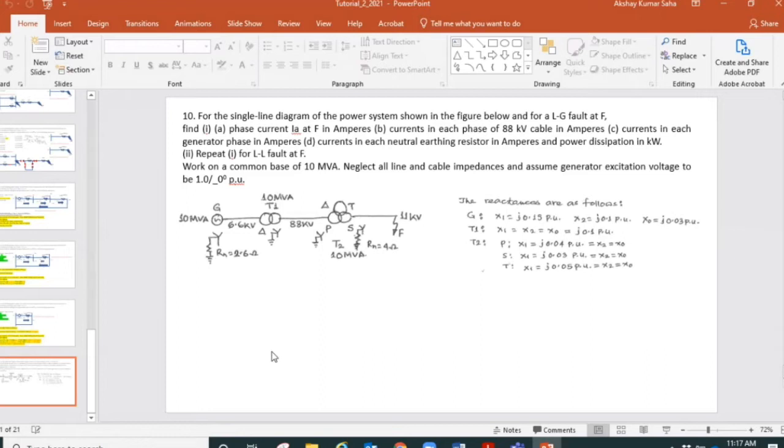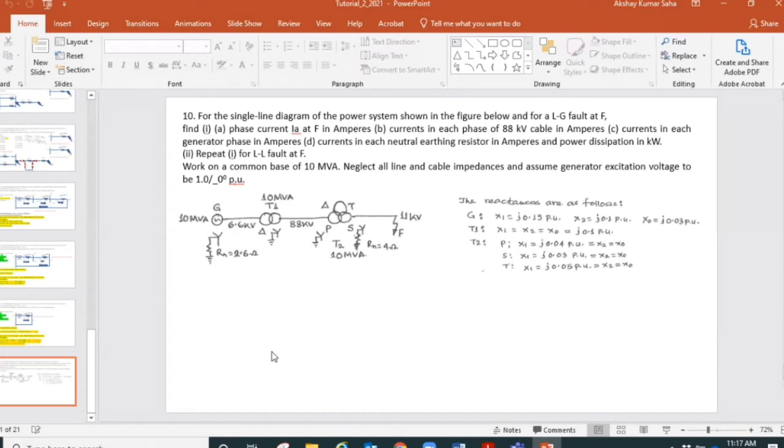We want the current to be supplied to the load side or the source side. It will come to the transformer, not in between the transformers. So that is also one other thing that we need to make sure.